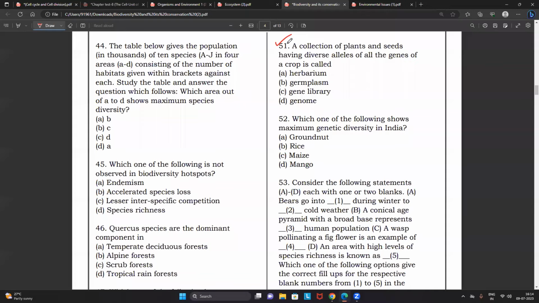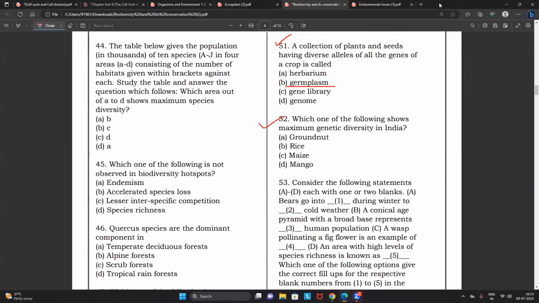Question number 51. A collection of plants and seeds having diverse alleles of all the genes of a crop is called as. It's a very direct question, right? Which is called as the germplasm.